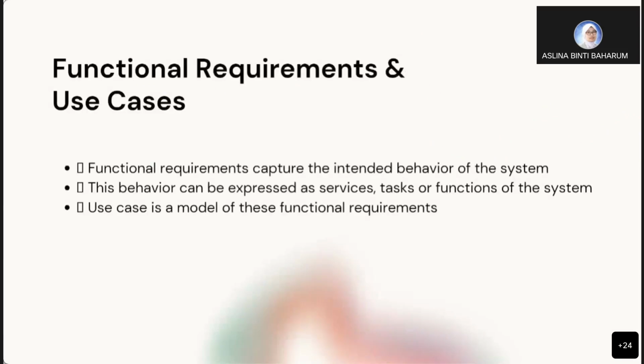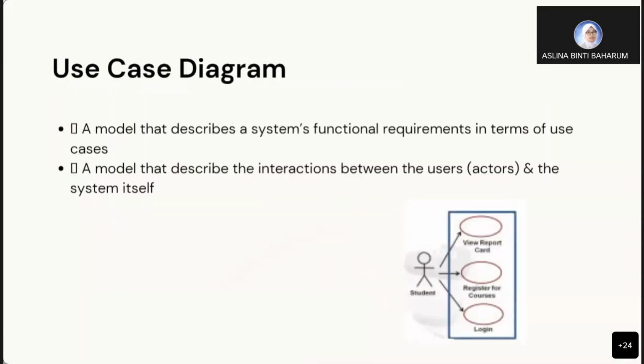Let's take a look at the connection between functional requirements and use case diagram. As we have learned in the previous lesson, the system would have functional requirements, and these capture the intended behavior of the system. The behaviors are in fact the services, tasks, and functions of the system, which are visualized in the form of a use case diagram. Again, a use case diagram is a model that describes a system's functional requirements and also the interactions between the users or actors and the system itself. As you can see below is an example of a use case diagram which shows students with the functions of a system.